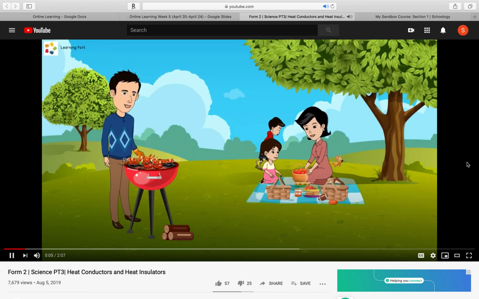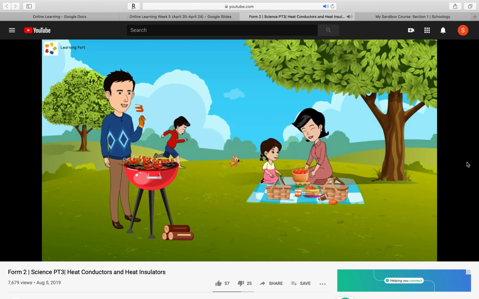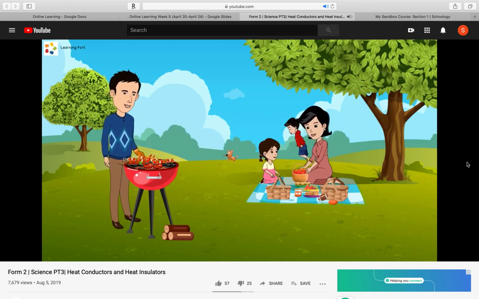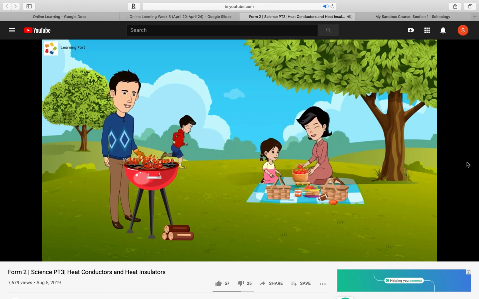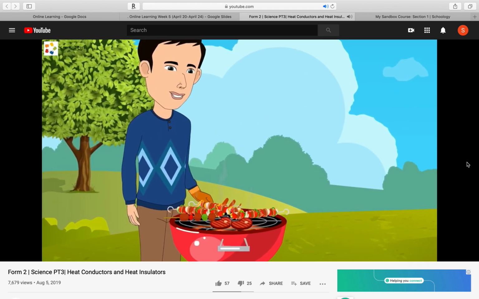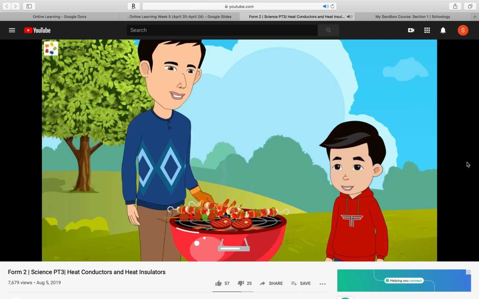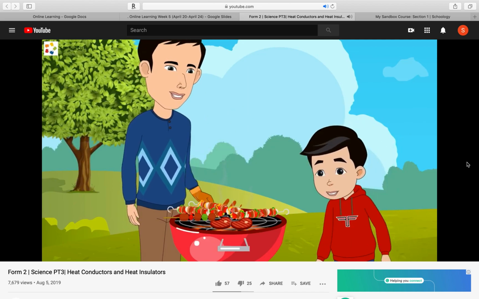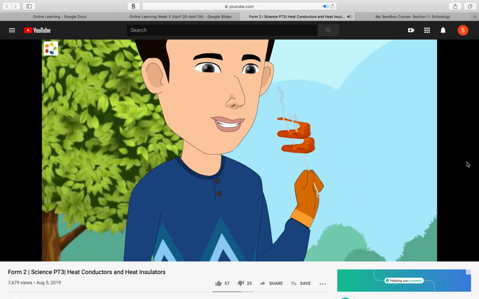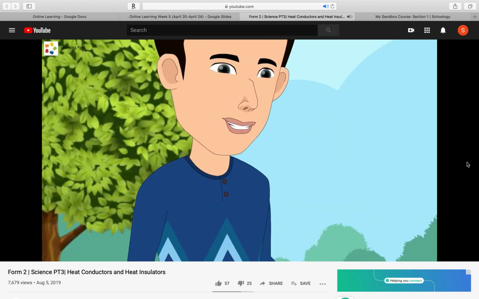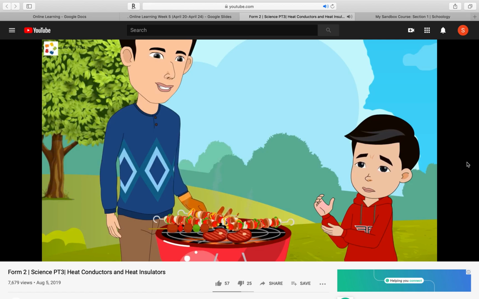Jeff's family is having a nice time at the park. It is indeed a good day to have a picnic. His dad brings a grill and starts to barbecue chicken on the grill. Jeff runs to his dad to see if the barbecues are already done. He holds a metal skewer but immediately lets go because it is too hot. His dad uses oven gloves to hold the metal skewers without feeling the heat and shows Jeff the barbecues.